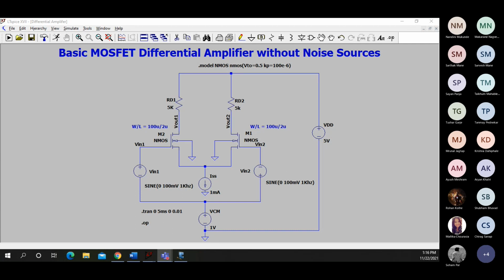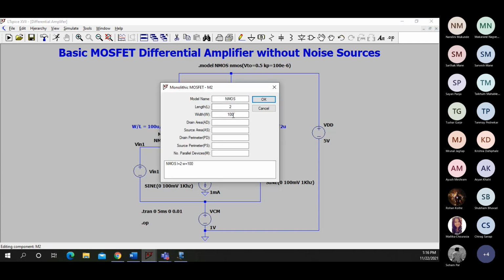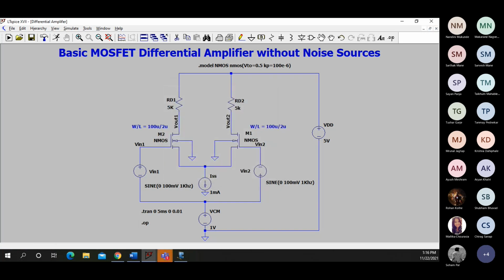Okay, very good. Rohan, just one question to you. Can you also show me what the W by L is that you have set inside? Yes, sir. Because many times what happens is we name it, but we forget to set that ratio inside. So if you have done that, good.